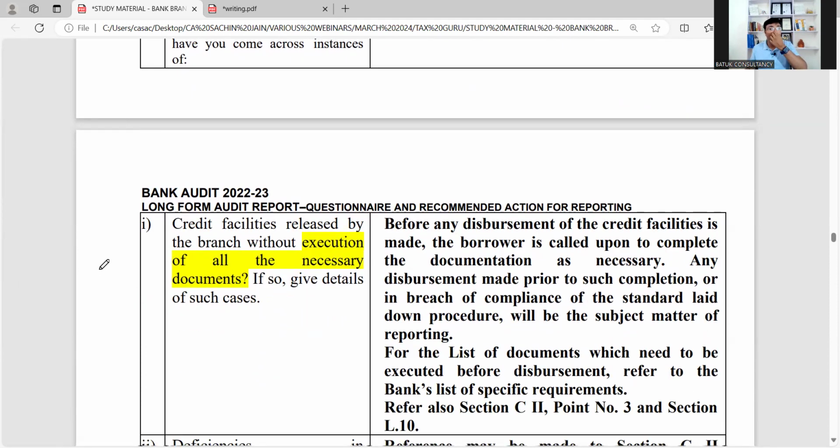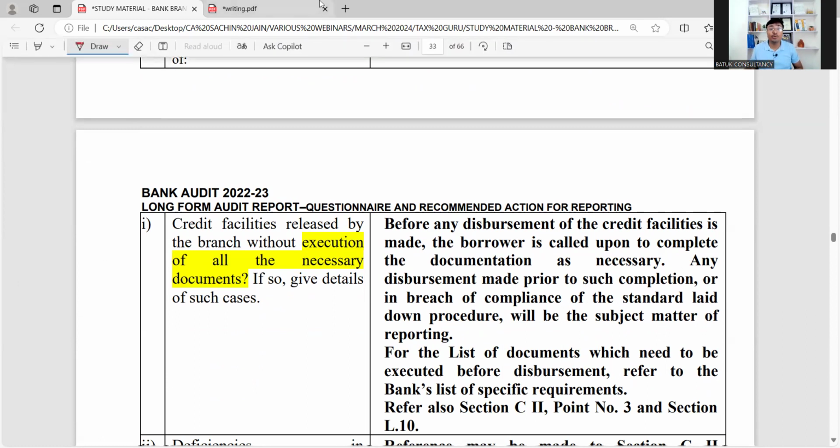On the documentation part, we need to ensure that all the required documents have already been executed.